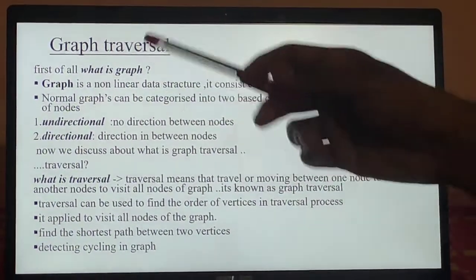Okay, now let's discuss an example of traversal with DFS and BFS. Okay, just focus.